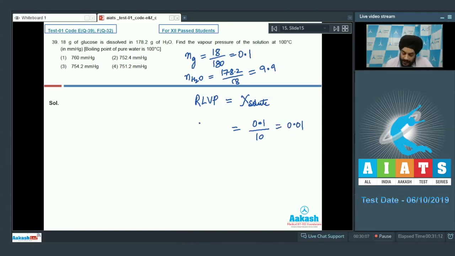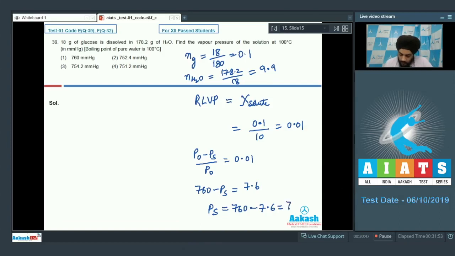So now we can put the relative lowering in vapor pressure formula, students. We have P naught minus P solution divided by P naught equal to 0.01. So P naught is 760 as it is the boiling point. So 760 minus PS is equal to 7.6. So the value of PS, or the pressure of the solution, will come out to be equal to 760 minus 7.6, which is equal to 752.4. Okay. So if you look at the options which are given to us, students, we can clearly see that for this question we have to mark the correct answer as option 2. Let us look at the next question now.